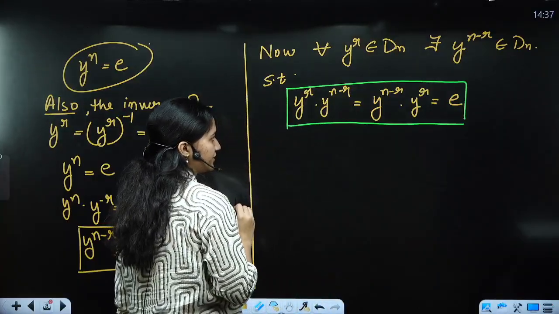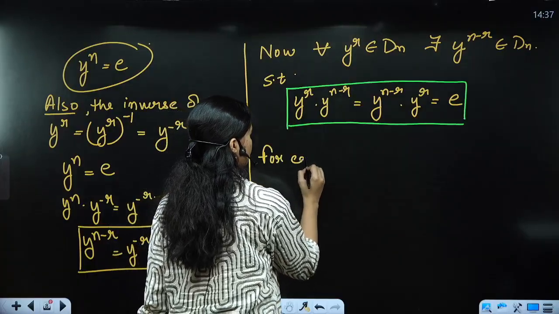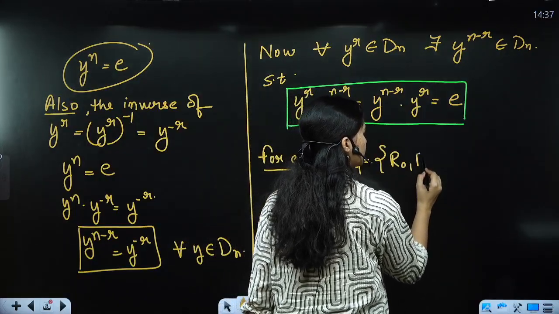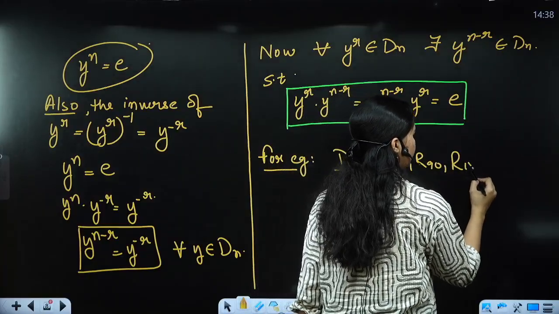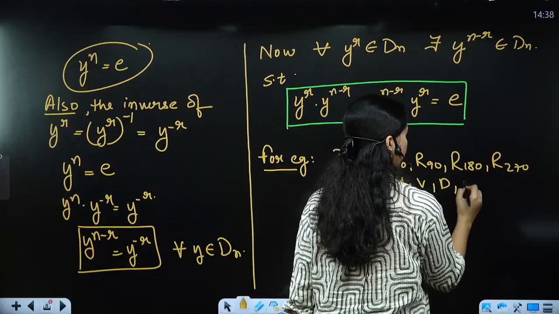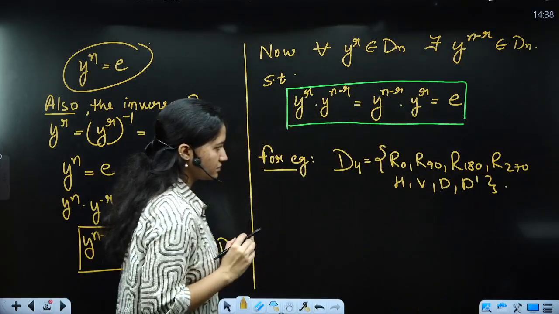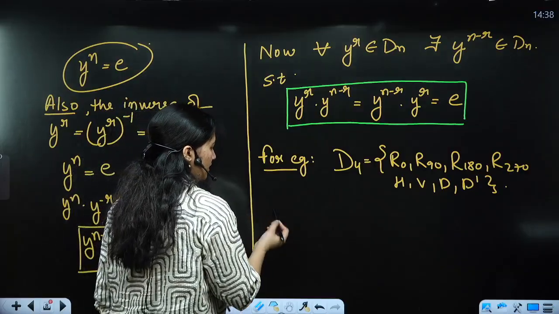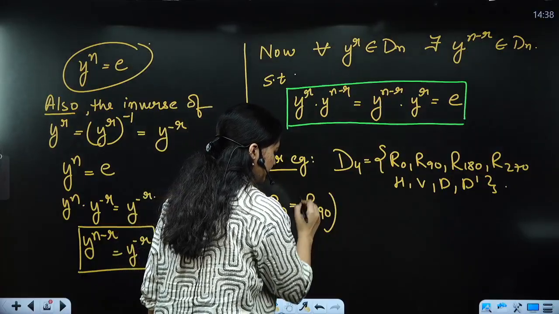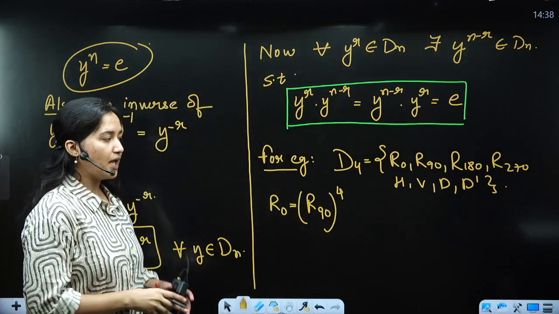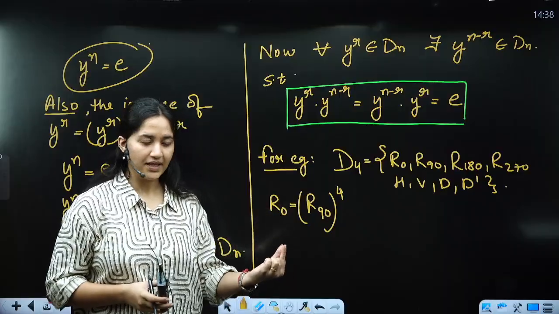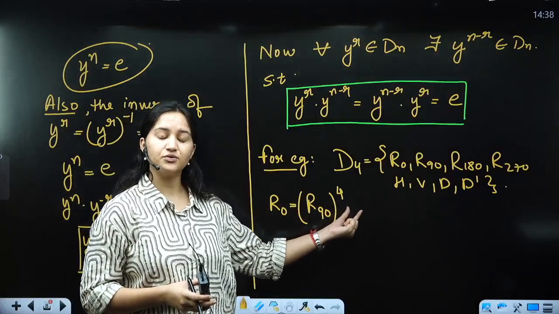Now let's take an example for it. For example, D4. What are the rotations here? R0, R90, R180, R270, and then H, V, D, and D dash, right? Now, just understand it like this. R0 equals R90 raised to the power 4. Did you understand? All the rotations are being expressed in the form of R90, where R90 is y. So what is the value of r here? r equals 4 here.